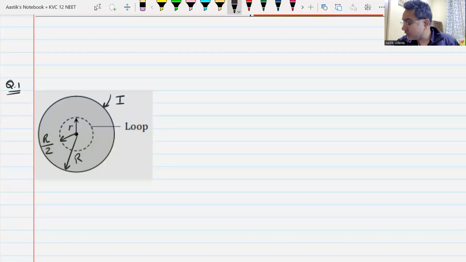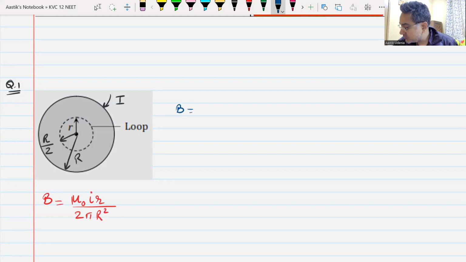So what is the answer for this one? The formula we have to apply is mu naught I into small r divided by 2 pi into capital R square. You just need to put the values. Mu naught, current is capital I, small r is R by 2, divided by 2 pi into R square.